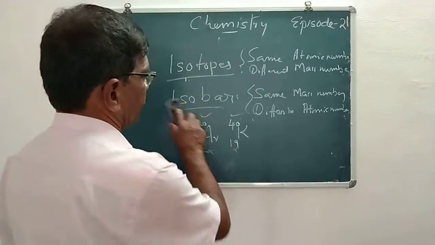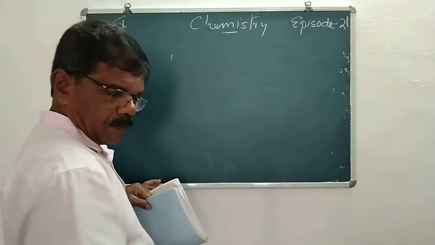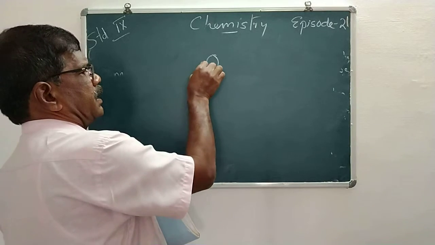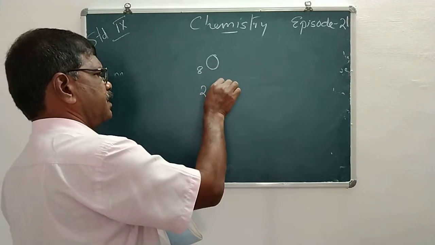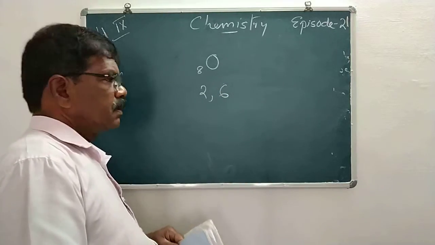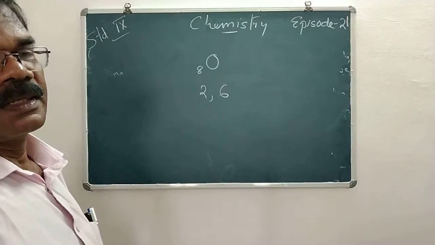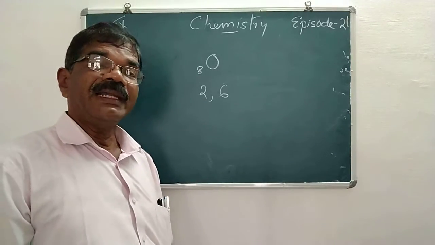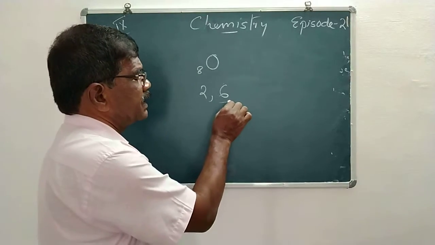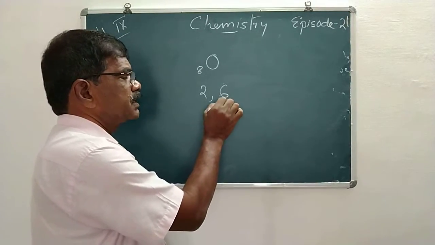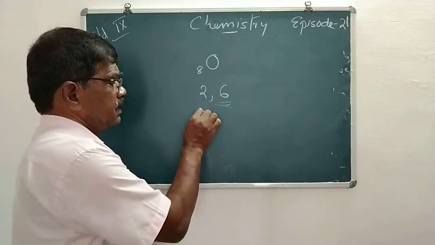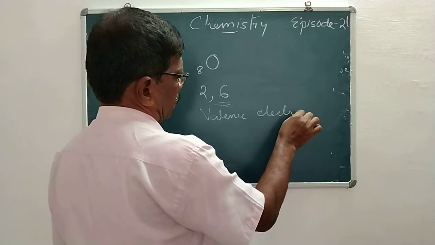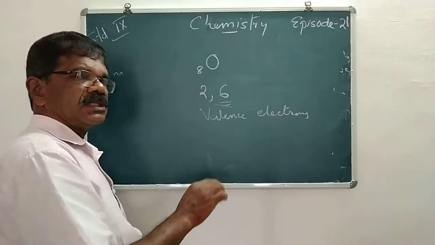Silicon and oxygen. Oxygen, atomic number 8, electron configuration 2,6. What's the valency? Valency and valence electrons, as I explained. Valence electrons means the electrons in the outer shell, the number of electrons in the outer shell. This is valence electrons.